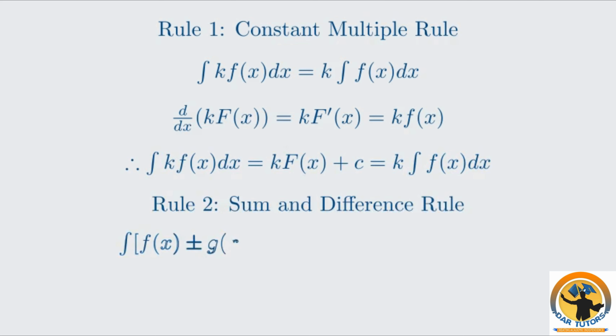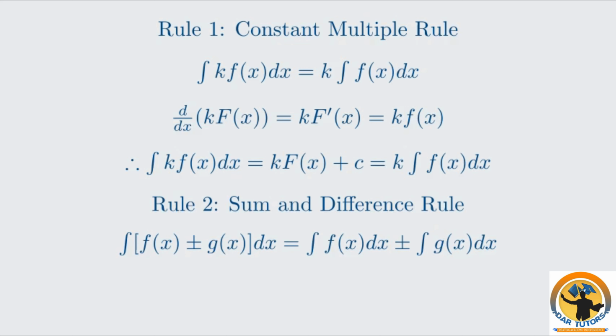Second, the sum and difference rule. This rule allows us to integrate a sum or difference of functions term by term. This is incredibly powerful as it breaks down complex integrals into simpler ones. The proof is similar. If F prime of x equals f of x and G prime of x equals g of x, then the derivative of F of x plus G of x is f of x plus g of x. Integrating both sides gives us the rule.